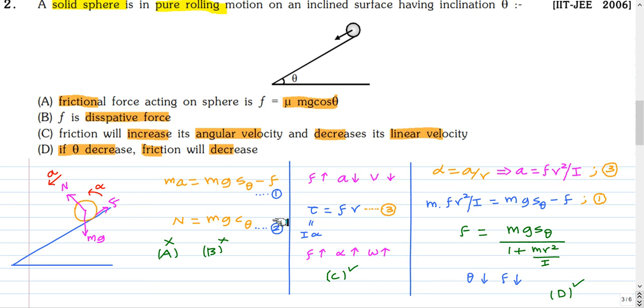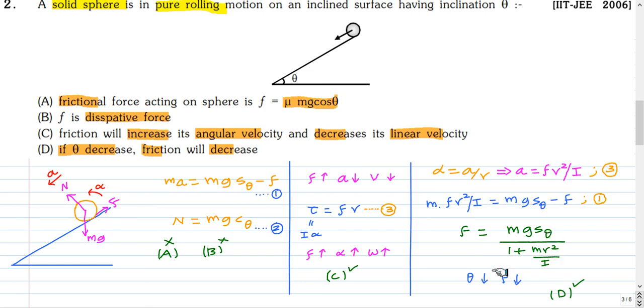Option D talks about the friction dependence on theta. From equation 1, the friction force depends on theta and the acceleration. The linear acceleration is related to angular acceleration as alpha equal to a by r. Using this expression for alpha, fr by I, we get a as fr square by I. Using this in equation 1, we get f as mg sin theta divided by 1 plus mr square by I.